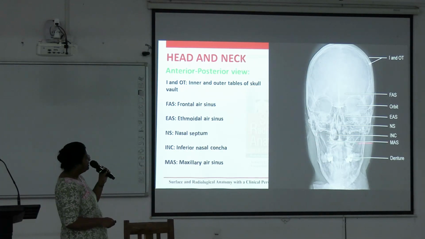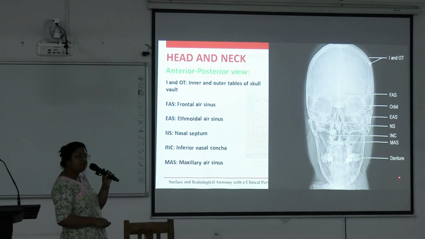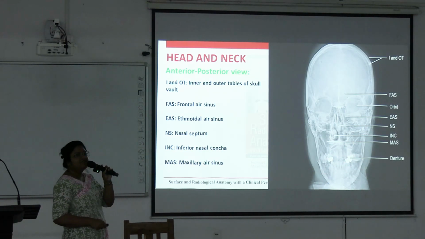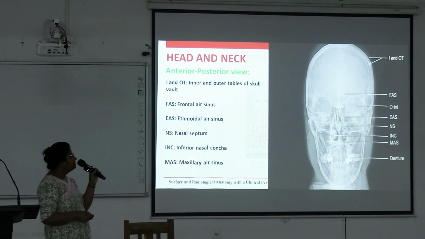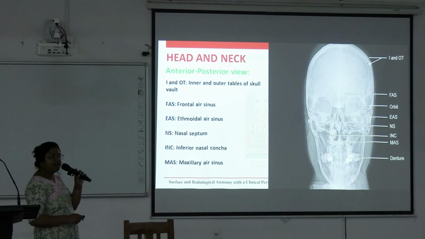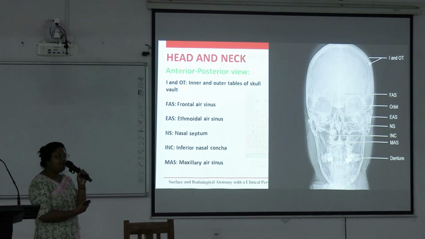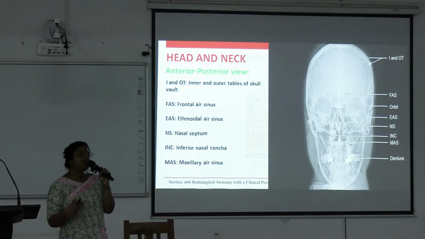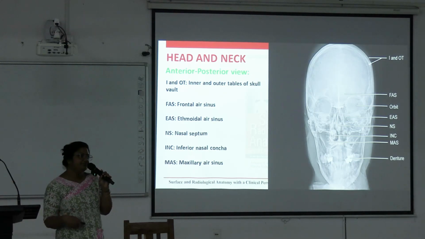Here you can see the upper jaw, lower jaw and mandible, and the teeth, and artificial dentures are present. These are visible in the X-ray. So all these structures you have to identify in your anteroposterior view of the skull X-ray.